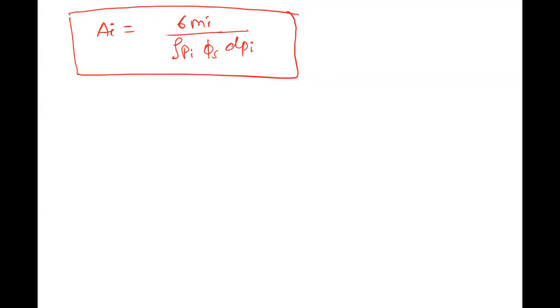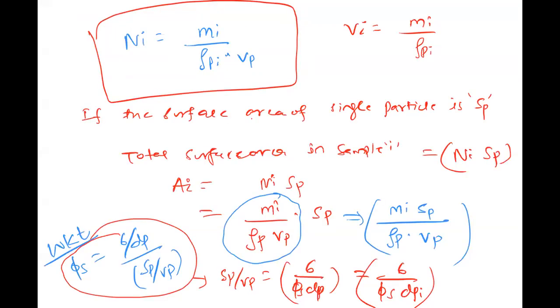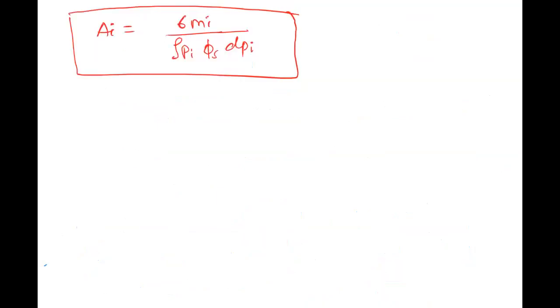So this we can write from the previous expressions. I have just substituted the value of S_p by V_p here. 6 by phi_s into d_pi. Is it clear? So here we can write A_i equal to 6 m_i by rho_p phi_s into d_pi. So this is for a sample i.